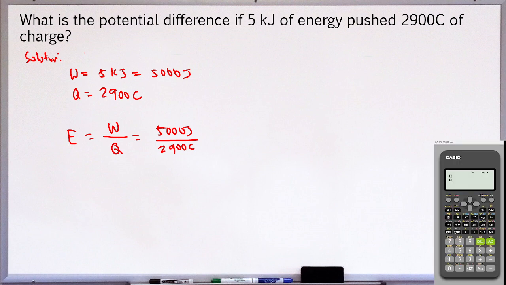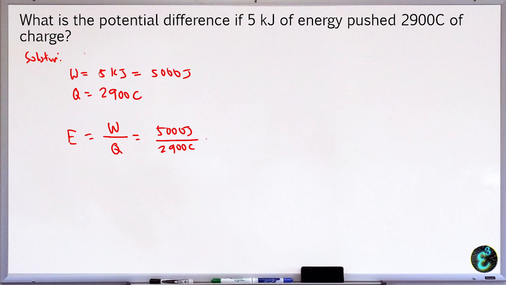Okay, so we have 5000 divide 2900. So meron tayong 1.72 volts. So the answer is 1.72 volts.